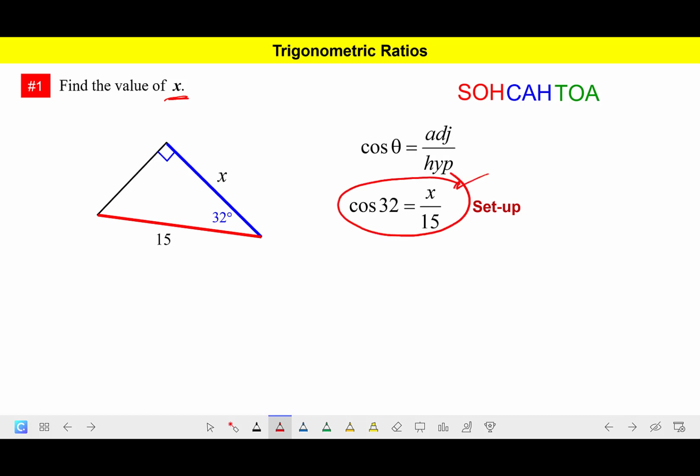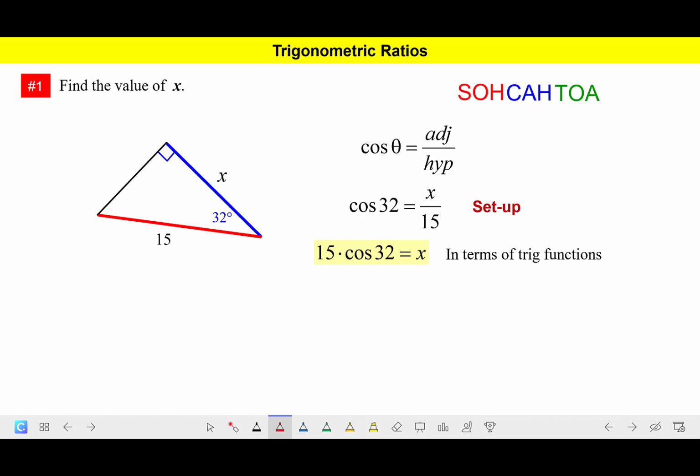So we want to get x alone, and of course, we multiply both sides by 15, and that's the solution right now. Hard to conceptually understand this cosine of 32, this is just a number, purely a number. So we're saying 15 times this number will give me x. So this would be our solution if we were just asked for it in terms of trig functions.